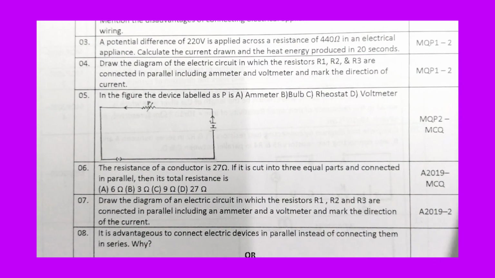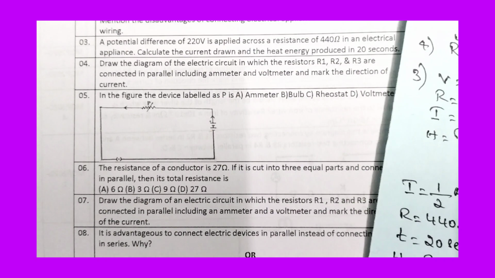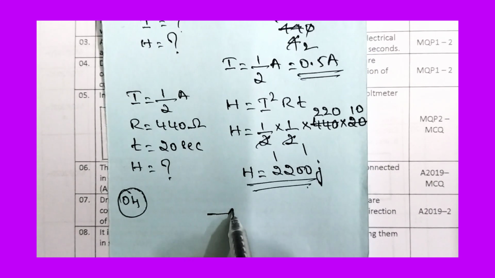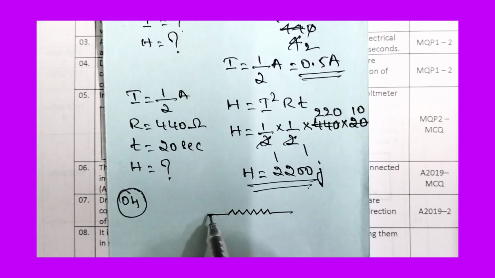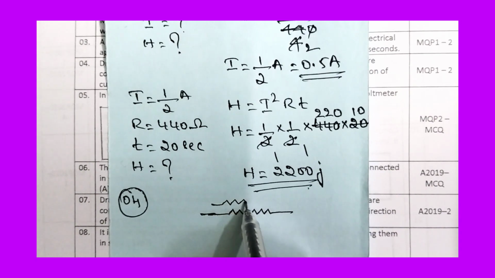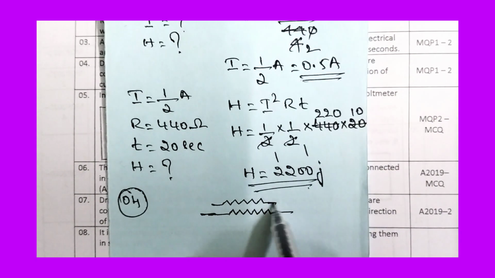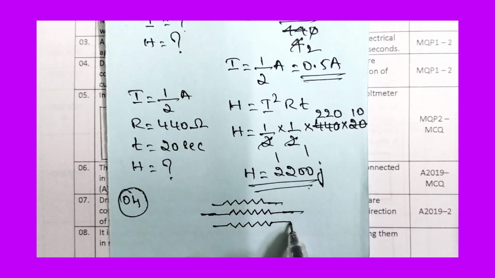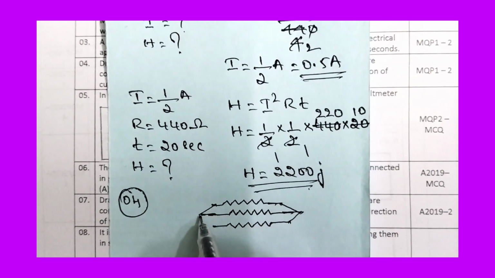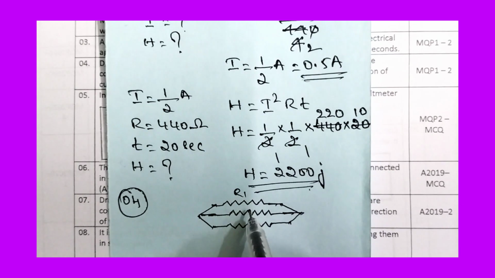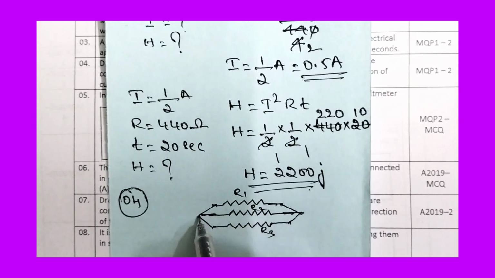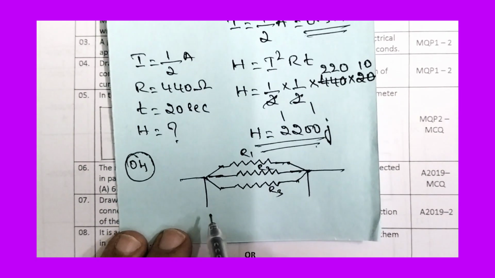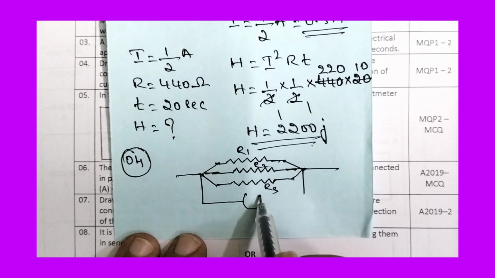So we will now draw a parallel circuit for this. R1, R2 and R3 are connected in parallel. So now let us draw the parallel connection. This is R2, this is R1 and this is R3. All the three are connected in parallel. So R1, R2, R3. So now always the voltmeter is connected in parallel.